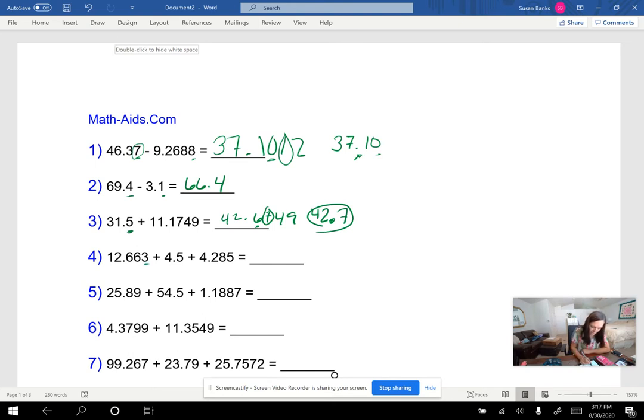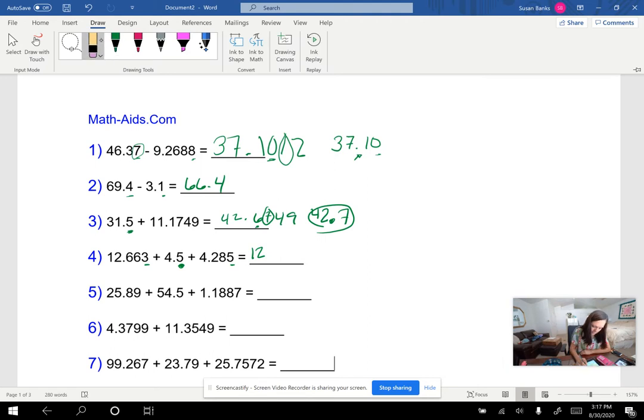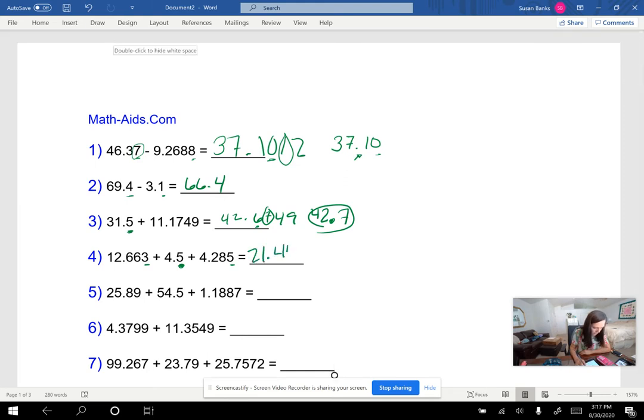All right, here we go. Thousandths, tenths, and thousandths. So I'm going to really be stuck with just the tenths. So 12.663 plus 4.5 plus 4.285. I will get 21. Yay, you get to see my dyslexia here. Not 12, 21.448. Okay, so once again, that 4 tells me to round down. So I'm going to call this 21.4.